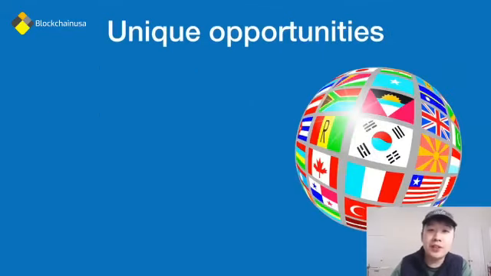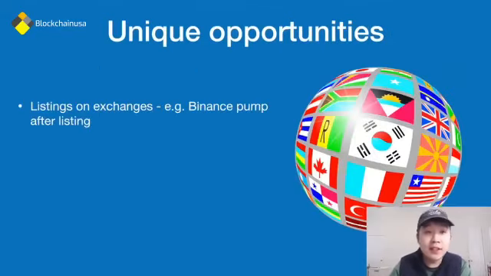So what are some unique opportunities for arbitrage? Well, like I said earlier, when a coin gets listed on exchanges, it is a big opportunity. For example, just study Binance. Every time a coin gets listed on Binance, it pumps up majorly. That is an opportunity for arbitrage between Binance and other exchanges that already had the coins listed.